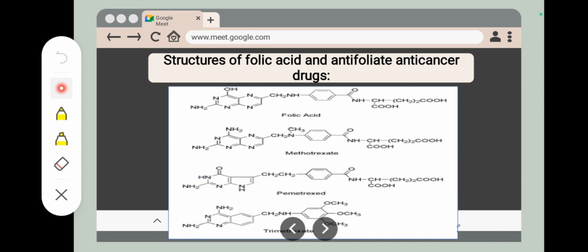And lastly, trimetrexate, which is the lipid-soluble analog of methotrexate that has been used in the management of Pneumocystis jirovecii in patients with AIDS and also used for other therapy. So this is the chemical structure of trimetrexate.